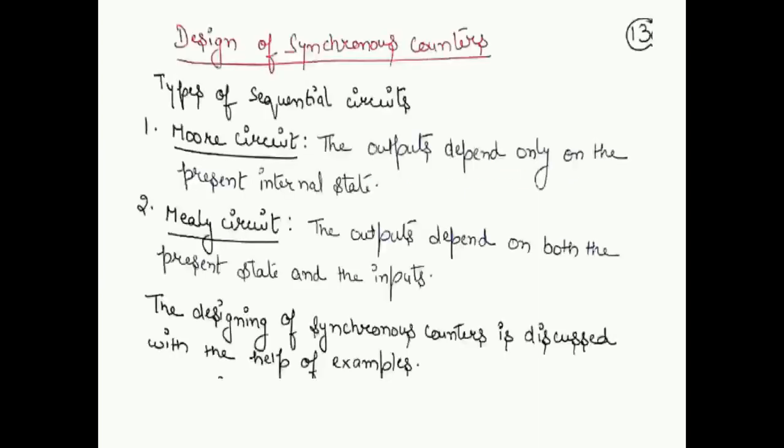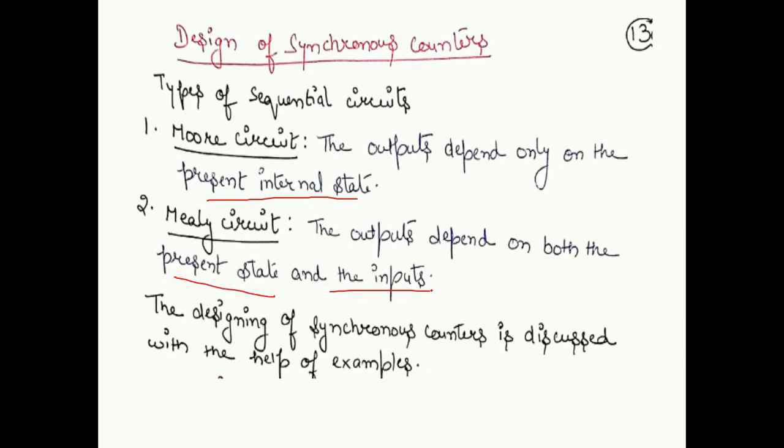To start the topic, first of all, there are two types of sequential circuits. First is Moore circuit and the second is Mealy circuit. Moore circuit is the circuit in which output depends only on the present internal state. Whereas what is a Mealy circuit? In which the outputs depend on both present state as well as the inputs.